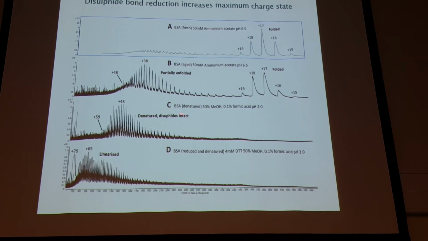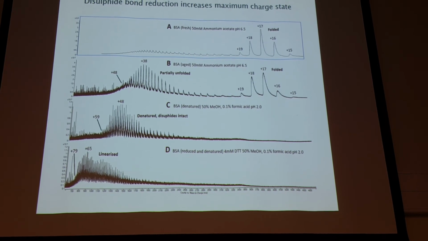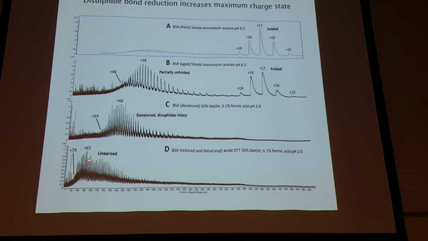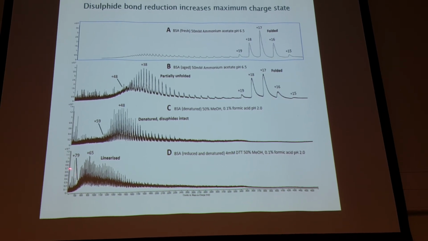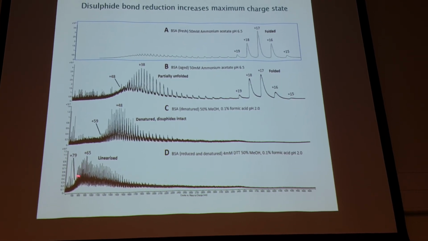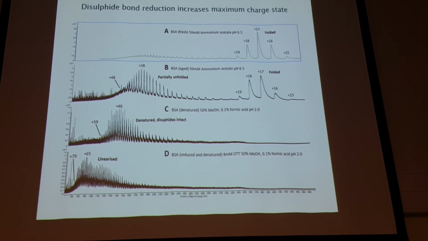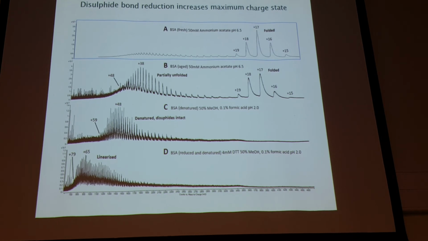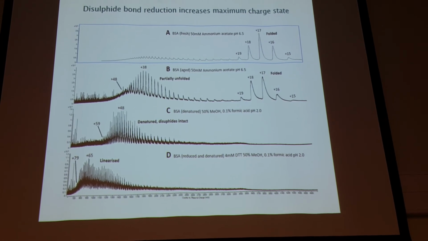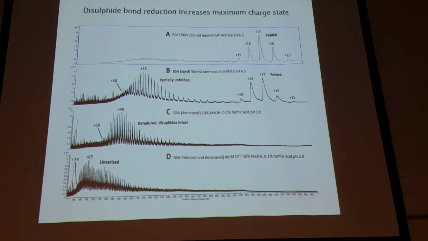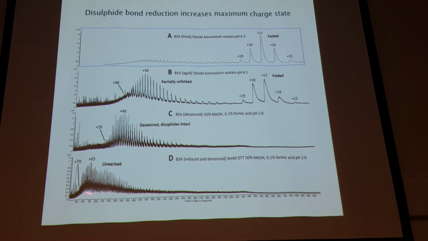but BSA has 19 disulfide bonds. You have to break all of those bonds before you can push the charge state down to here. So what's going on here is BSA is becoming linearized. The disulfide bonds prevent it from linearizing, but if you break those bonds, BSA can now adopt a linear structure, which is here.